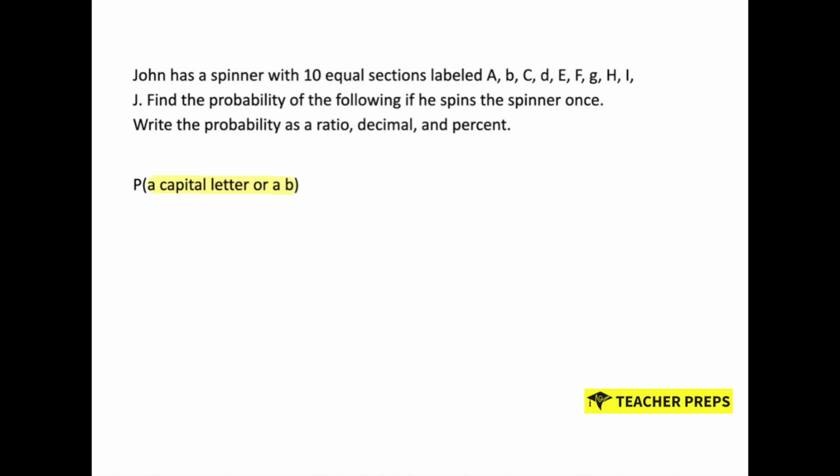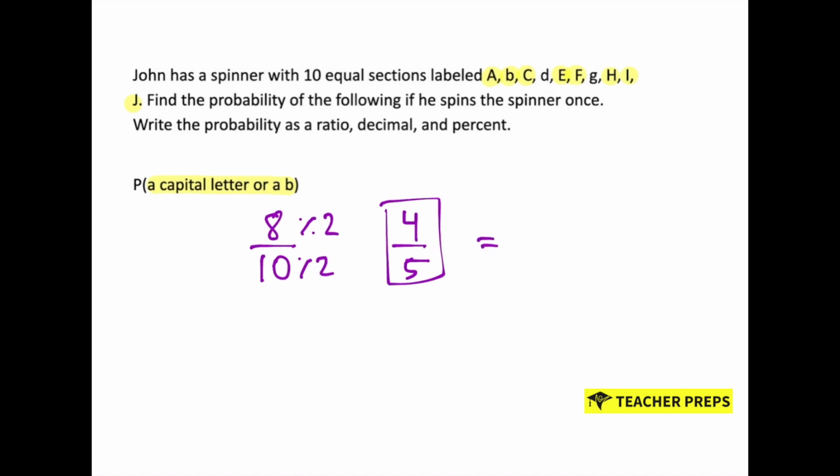First, we need to figure out how many favorable outcomes we have. We have A, B, C, E, F, H, I, and J. That's 8. So we have 8 of the 10. We can then divide a 2 out of both to get 4 over 5. That's our fraction. To make that a decimal, we can take 4 divided by 5. That gets us 0.8. And then to turn it to a percent, you can move the decimal place 2 places to the right to get 80%.